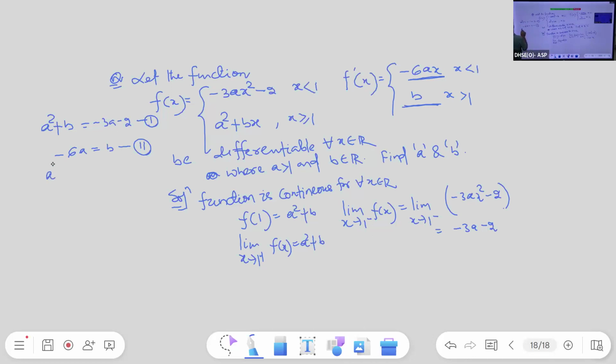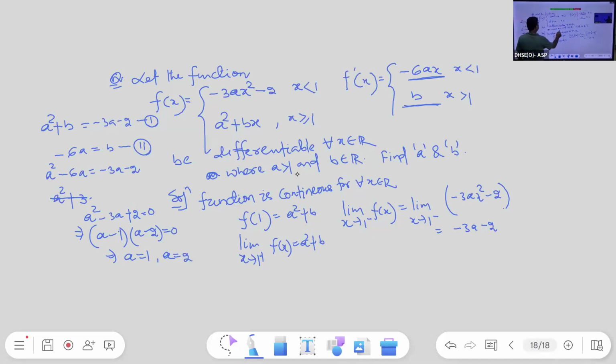That will give you a square minus 6a is equal to minus 3a minus 2. Okay. So a square plus 3a, sorry, minus 3a. A square minus 3a plus 2 is equal to 0. This implies a minus 1 into a minus 2 is equal to 0. Implies a is equal to 1 or a is equal to 2. It is given that a is greater than 1. So this implies a is equal to 2.